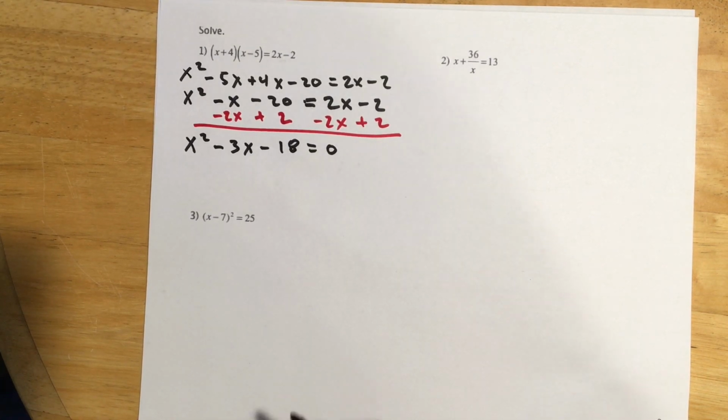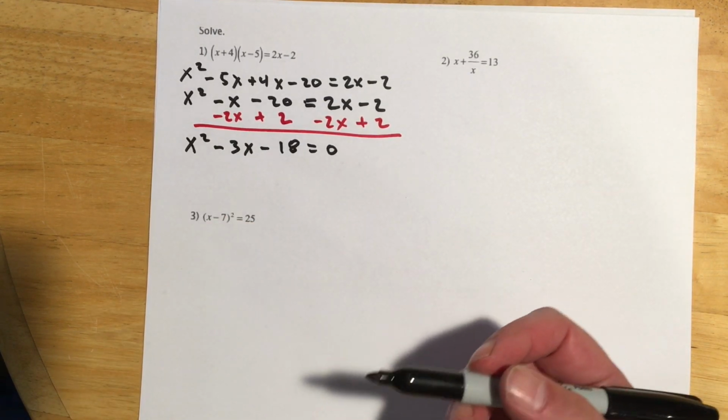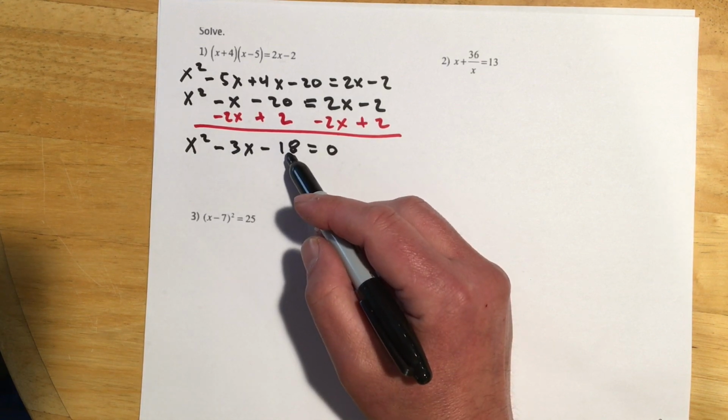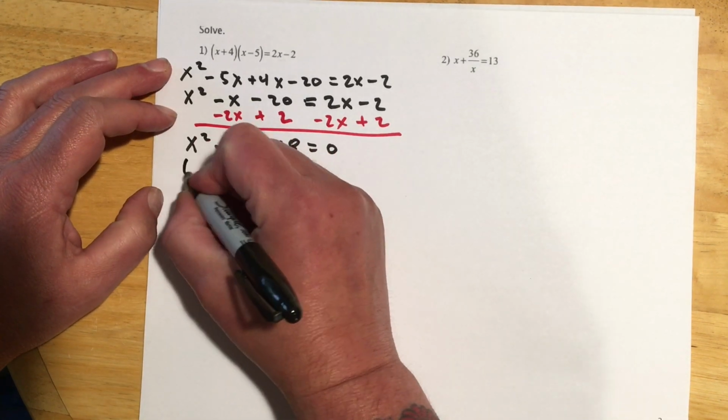So at this point, this is where I would go. Does it factor? If so, that's going to be the easiest way to do it. Or do I need to use the quadratic formula? And so in this case, are there two numbers to multiply to negative 18 and add to negative 3? Yeah, negative 6 and 3.